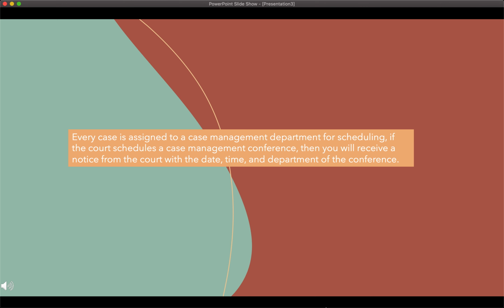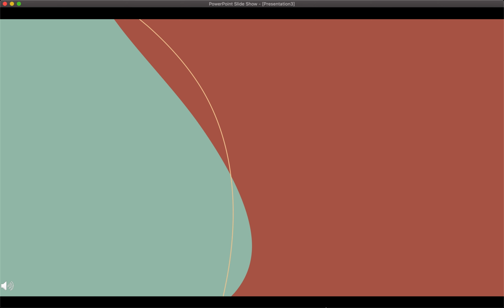Every case is assigned to a case management department. With this department, they involve scheduling. If a court decides that they would like to hold a case management conference, they will notify you of a date, time, and department to which the conference will take place. As with any form, it is important to reference the rules of court in order to understand how and when forms should be submitted for filing.